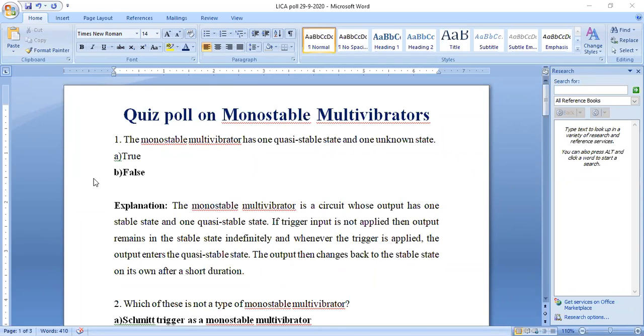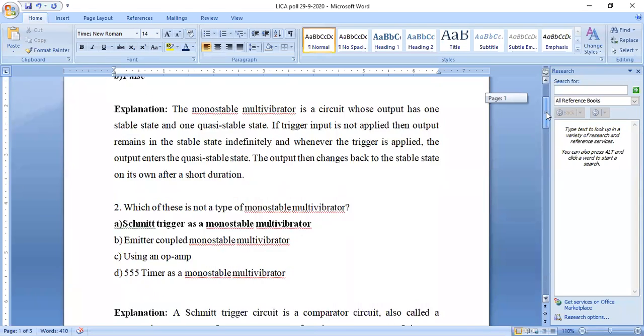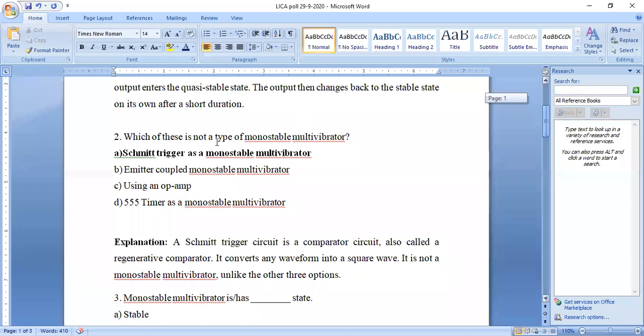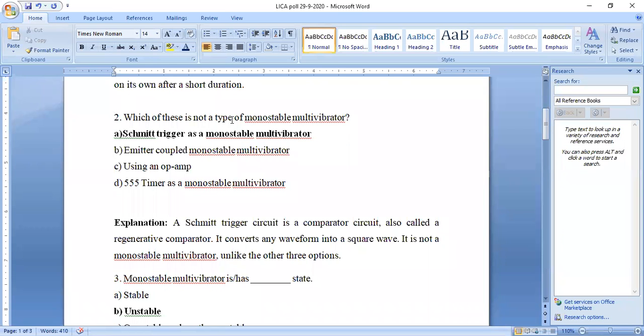Okay, so coming into the second answer analysis. This is about this discussion. In this discussion, we can see what the correct answer is and the reason behind it. Which one of these is not a monostable multivibrator?